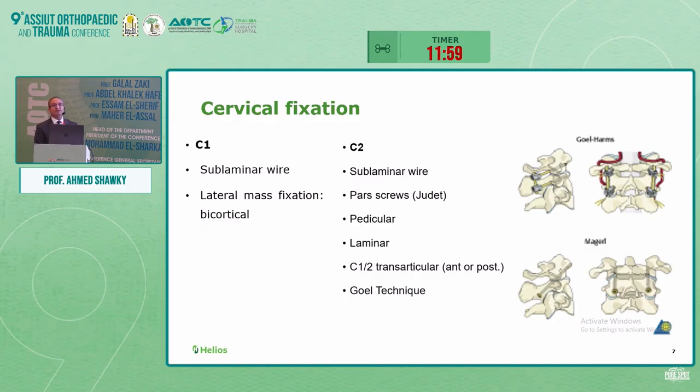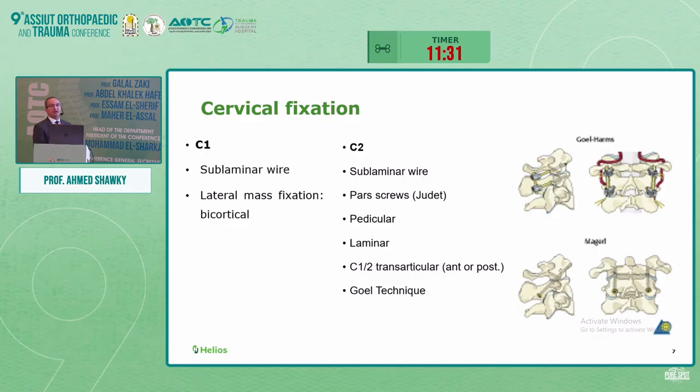Regarding our fixation or anchor points, at C1 we have sublaminar wires, or even some sublaminar suture materials. We use lateral mass fixation or direct screws. This is the Goel-Harms technique, and the screws, we tend to do them bicortical. However, don't go too far anterior because you are at risk of injuring the internal carotid artery.